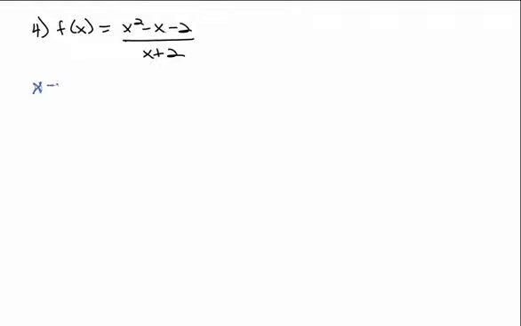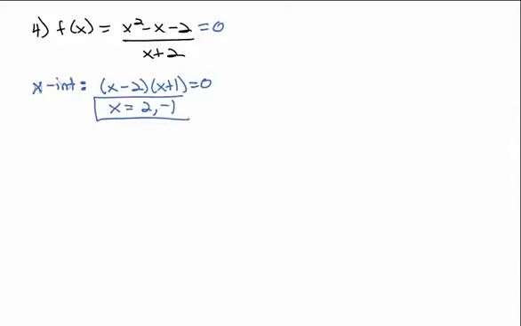Starting with the x-intercepts. The x-intercepts come from when the numerator equals 0, so when we factor that numerator, it's x minus 2 times x plus 1. Make it equal to 0, and then it's clear that our x-intercepts are at 2 and negative 1.